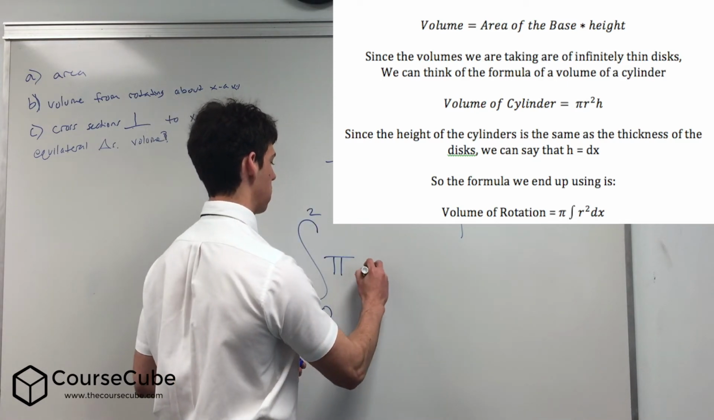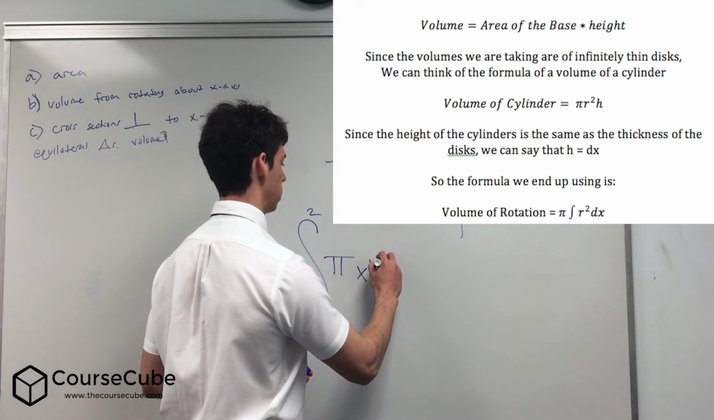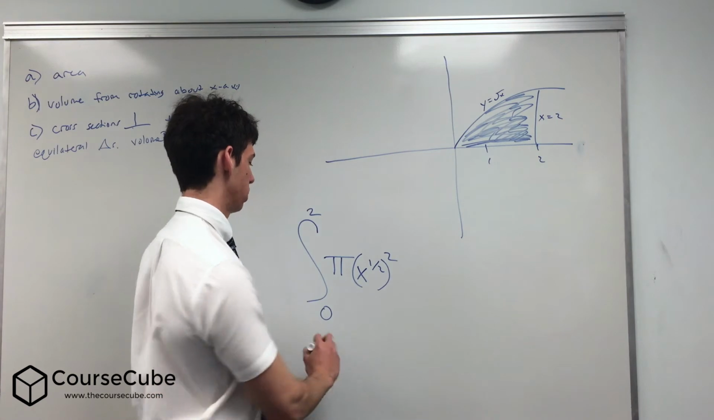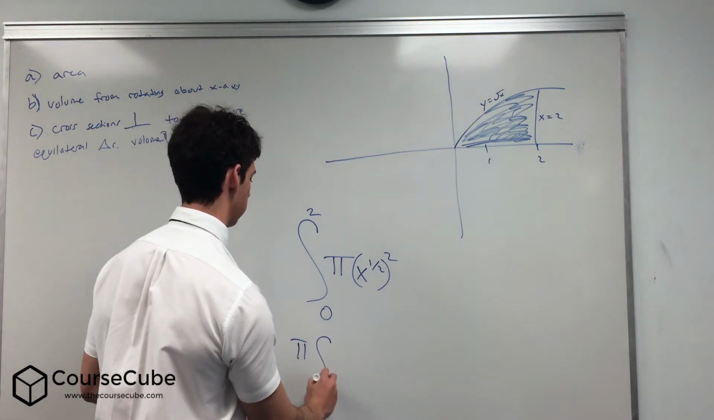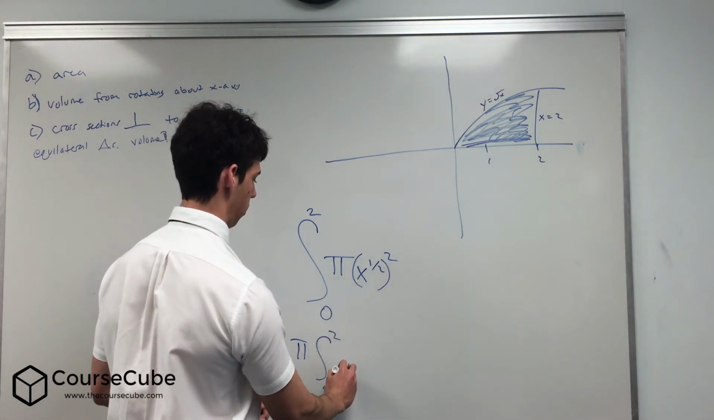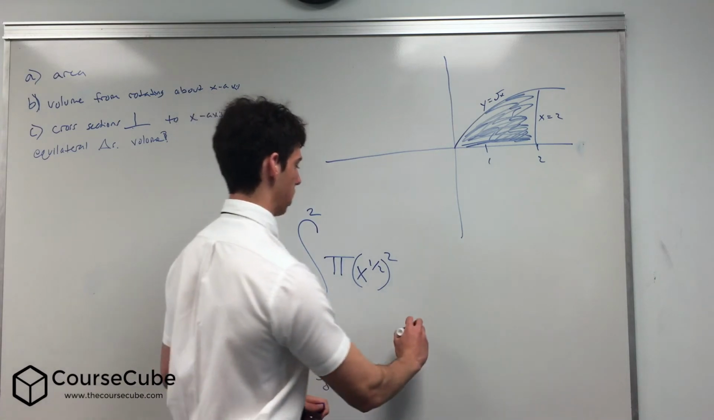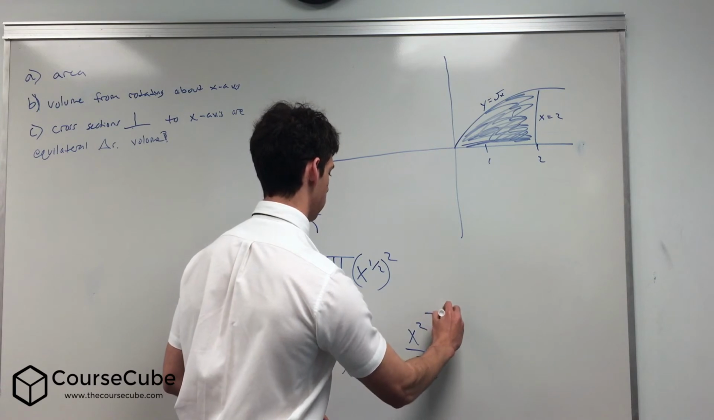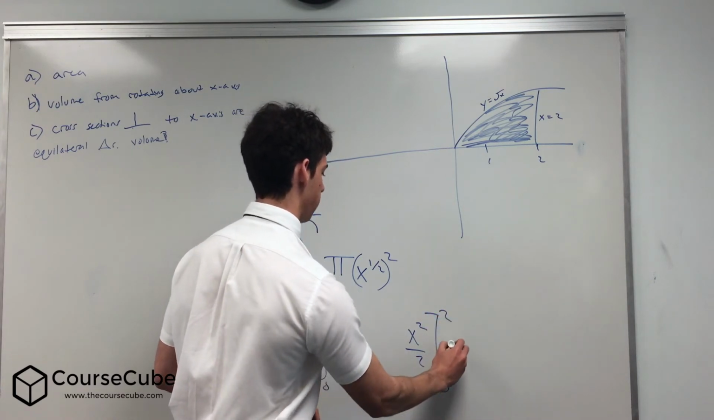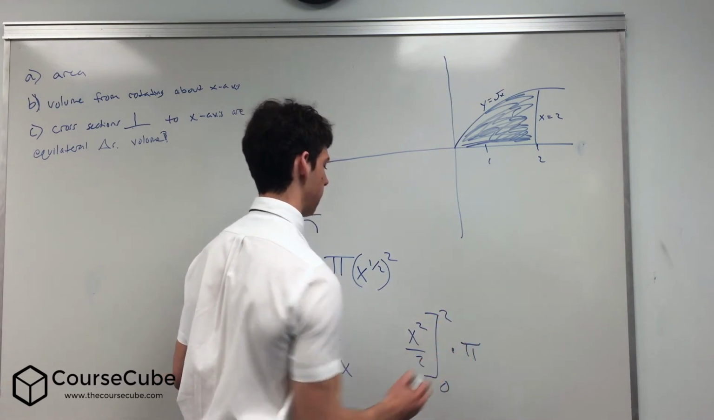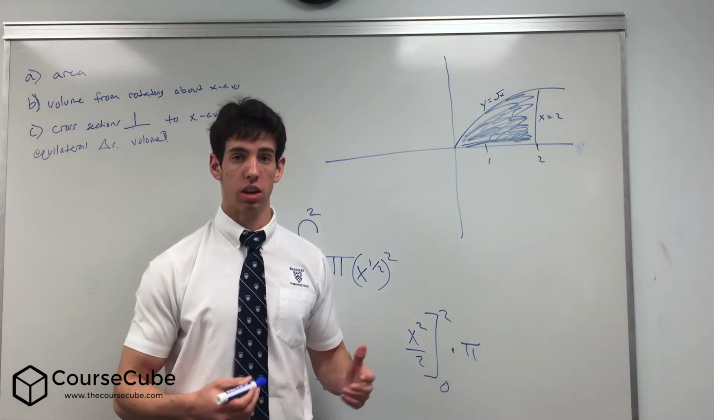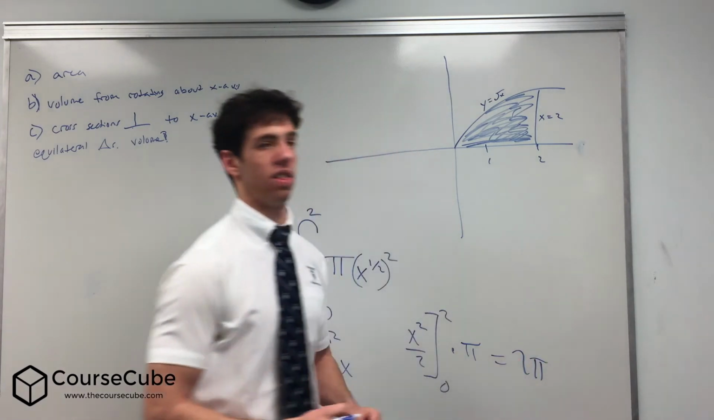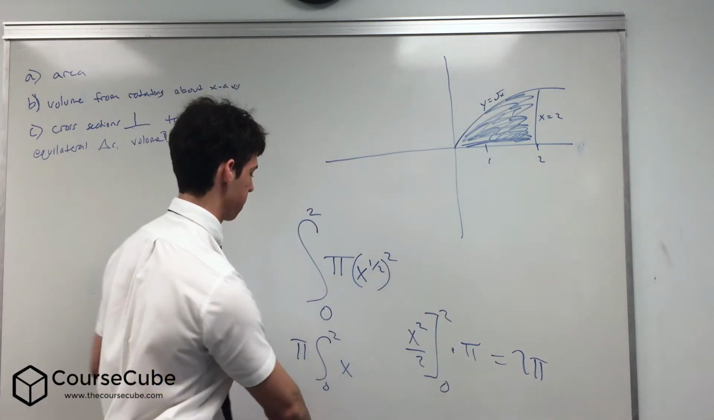So pi times x to the 1/2 squared. So we see this is just pi times the integral from 0 to 2 of x. So we're going to get x squared over 2 evaluated from 0 to 2 times pi. And from this we get 2 pi. And that's the volume for part B.